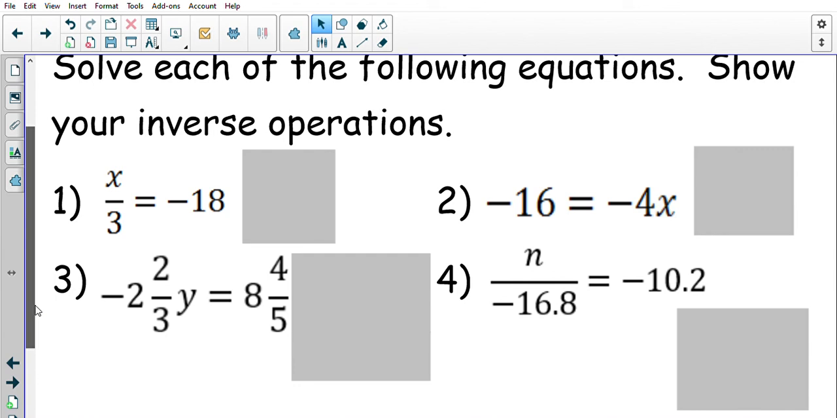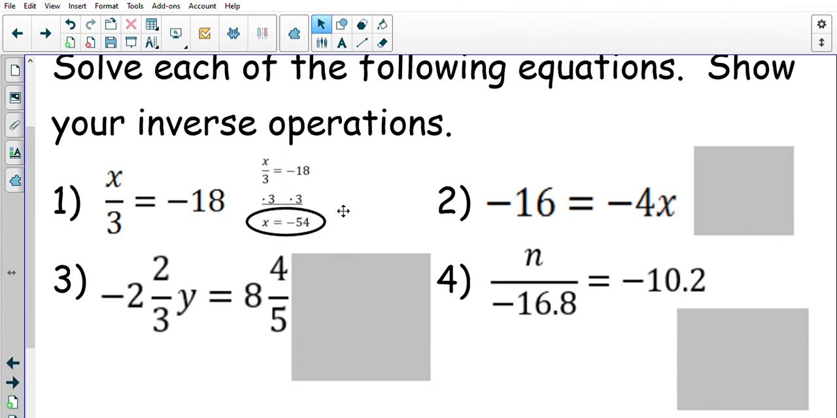All right, so number 1, we have x over 3 equals -18. What's happening to the variable is we're dividing by 3. So the inverse of that is to multiply both sides by 3. So we're going to multiply both sides by 3. You're going to plug in -18 times 3 into your calculator. You should get x equals -54. All right, let's take a look at number 2.